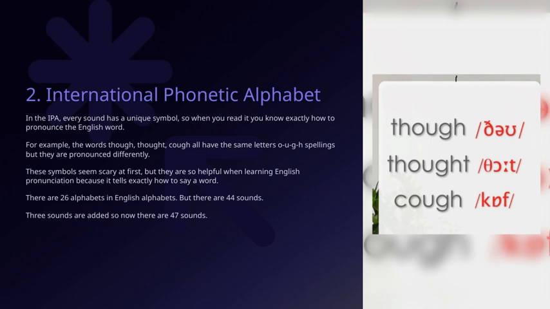Now, in terms of the alphabet, English has 26 letters, but the sounds we make aren't limited to just those letters. There are actually 44 distinct sounds in English, and with a few additional sounds added, we now recognize 47 different sounds. Understanding the IPA and these sounds is a key part of mastering pronunciation, which is essential for clear communication and confidence in speaking English. This connects directly to our overall goal of helping you speak more naturally and accurately.